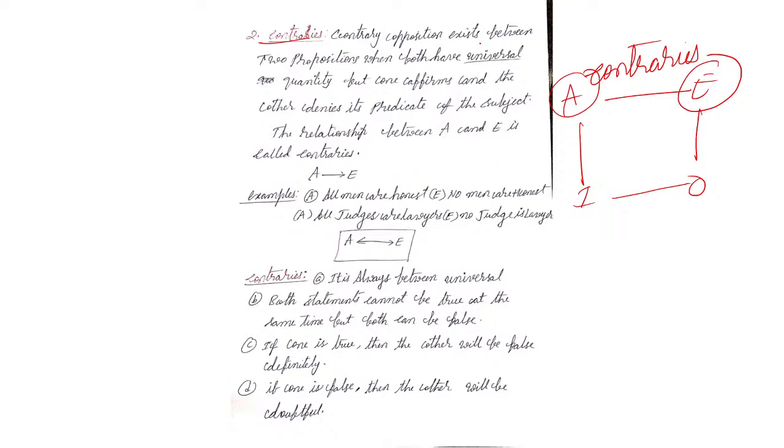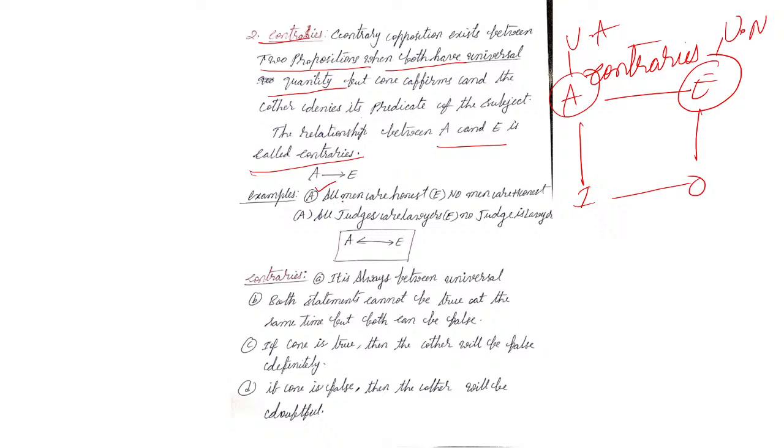Contrary opposition exists between two propositions when both have universal quantity. Which are having universal quantity? These only, right? A comma E. This is universal affirmative. This is universal negative. But one affirms and the other denies its predicate of the subject. The relationship between A and E is called contraries.